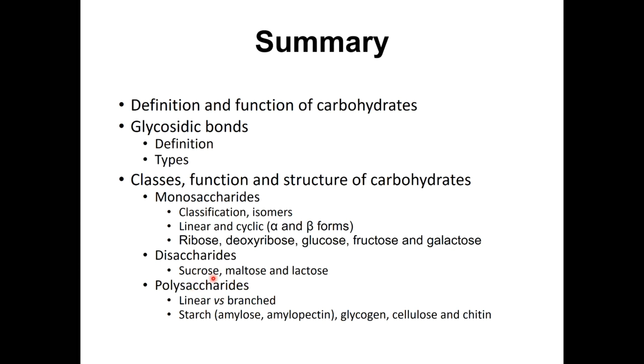So we looked at the difference between the linear ones and the branched ones, their function of energy storage and structural function. And then we focused on these polysaccharides: starch, which is made by amylose and amylopectin, then glycogen, and finally cellulose and chitin.